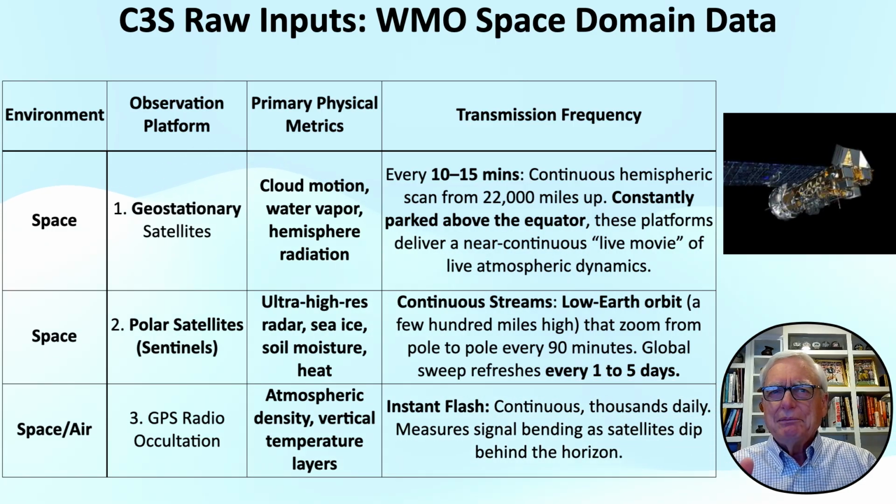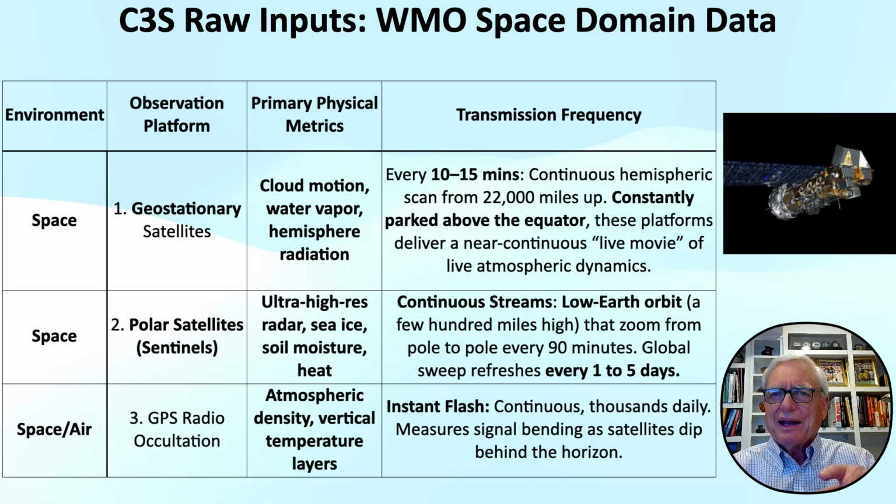So the geostationary satellites basically move at the same pace that Earth is rotating, so they basically remain in one place. And they do that about 22,000 miles up into the stratosphere. And they communicate information basically every 10 to 15 minutes.